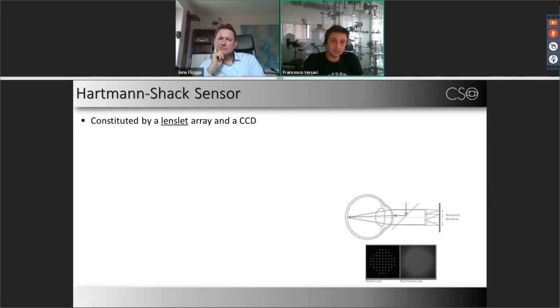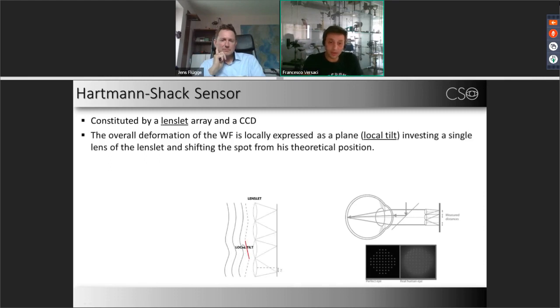The Hartmann-Shack technology is pretty simple. The sensor is constituted by a lenslet and a sensor, a CCD. And when the wavefront hits each single lens of the lenslet, according to the local tilt of the wavefront, I'm going to have a spot that is proportional to the amount of the local tilt.